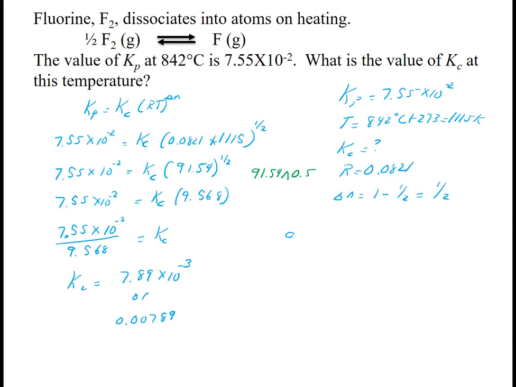Unit-wise, I have atmospheres on top and atmospheres to the 1/2 on the bottom. So I subtract these and I get atmospheres to the 1/2 as my units. And so that is the answer right there. And that is the end of this section, equilibrium constant, part 3.